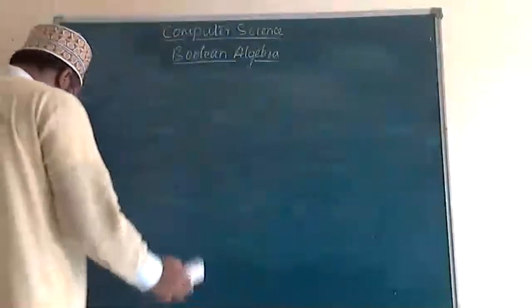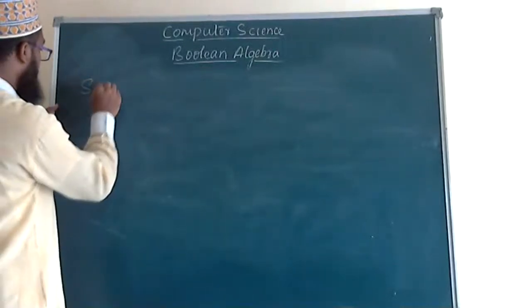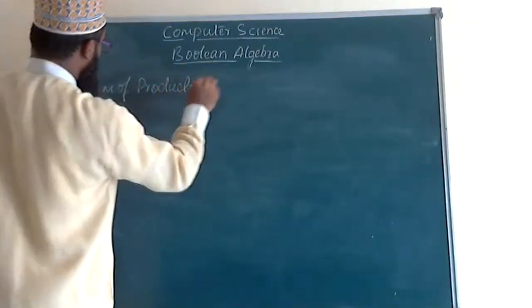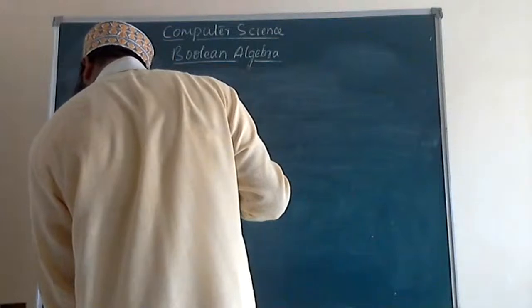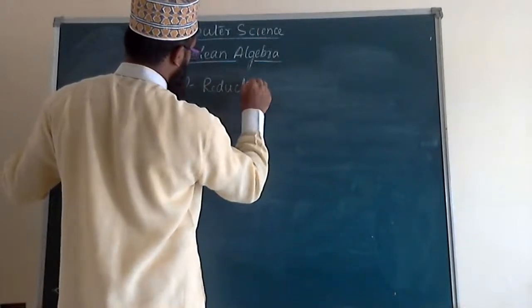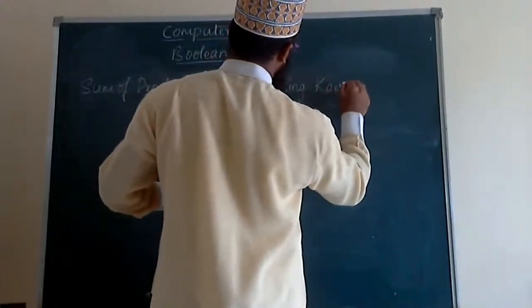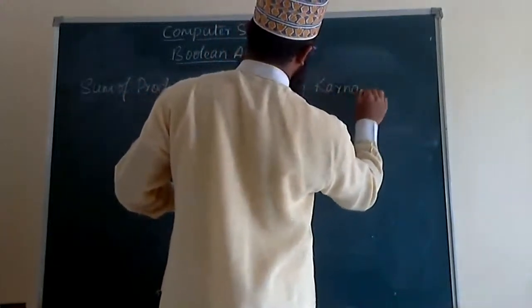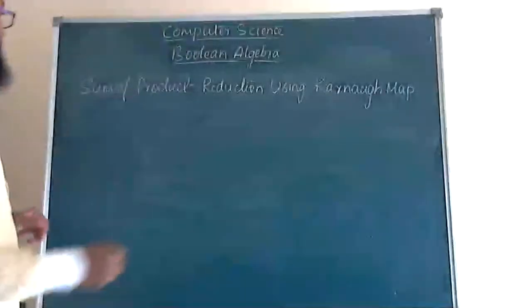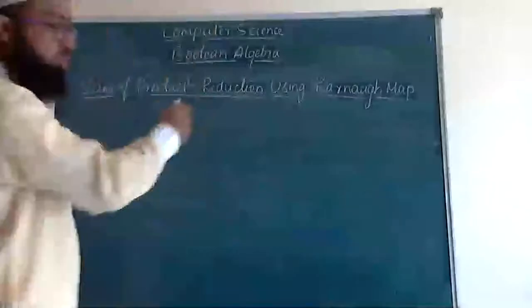This method is sum of product reduction using K-map, or Karnaugh map. Sum of product reduction using Karnaugh map. We are doing this only.